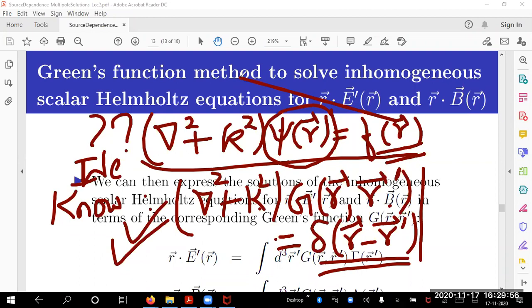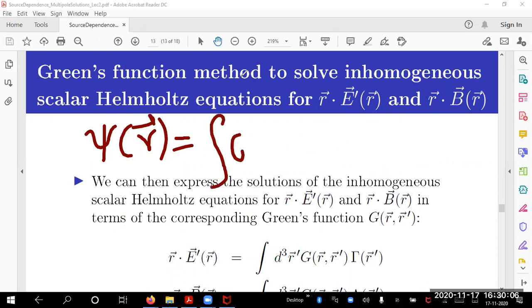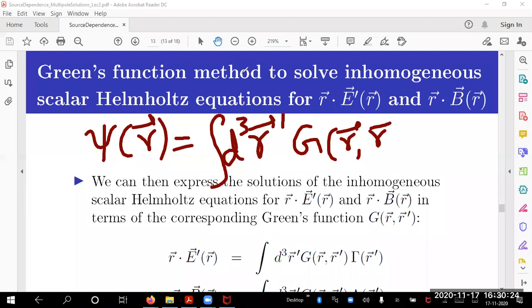In that case, what I will say is the solution is then given by psi of r. I want to solve it. I will tell you that this is nothing but the integral, okay, 1 minute. I will write it properly and then tell you. You should know this. That is, I will write d cubed of r prime, some variable of integration, g of r prime, and f of r prime. So this is the solution of our equation, as I told you.